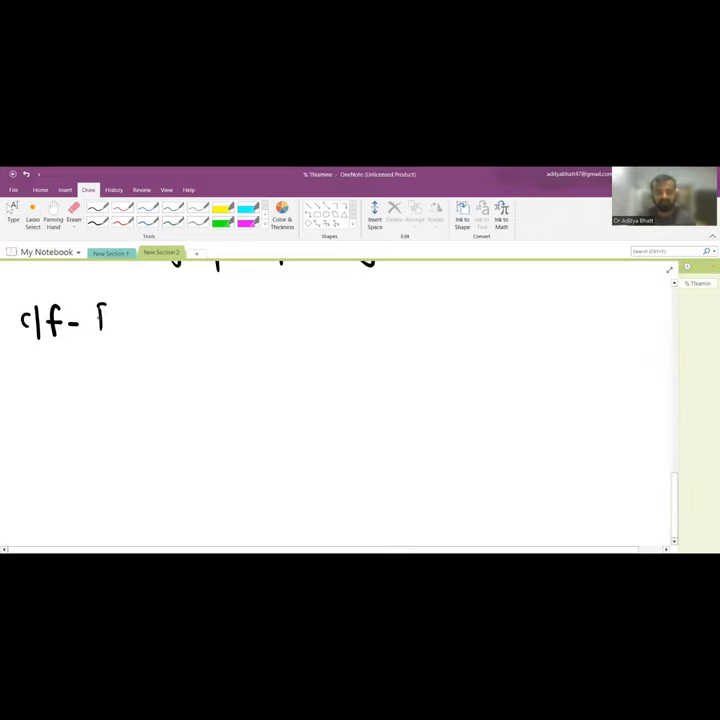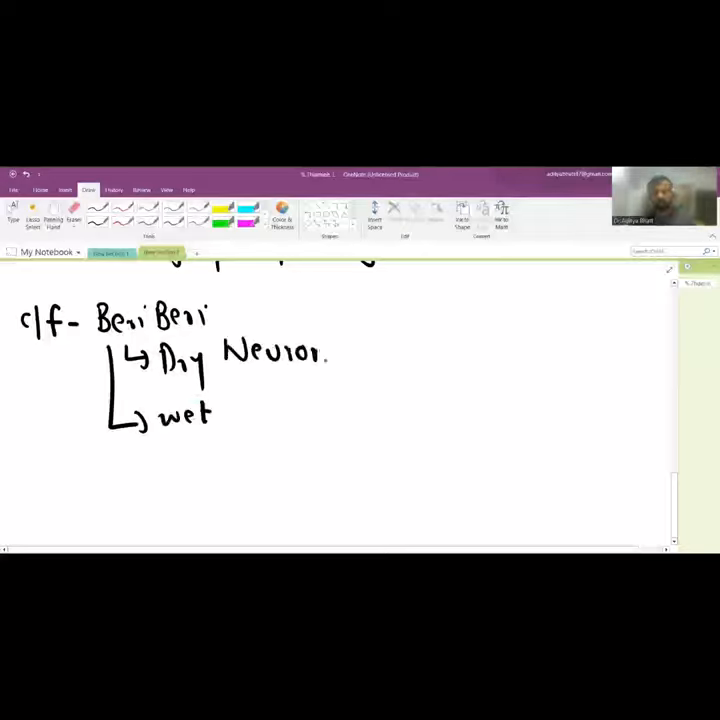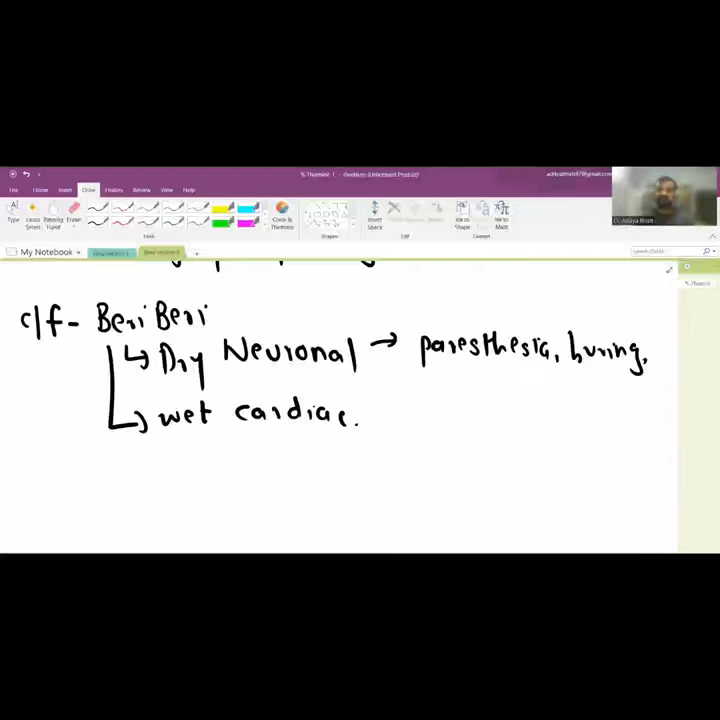So it is beriberi. As you all know, beriberi is of two types. One is dry beriberi and one is wet beriberi. So dry is the neuritic or neuronal type, while wet is the cardiac type. And here what happens is in dry beriberi, there is paresthesia, burning of foot. Again, it is also seen in pantothenic acid deficiency. So burning, there is decreased DTR, there is cramping of muscles. So all this is present.